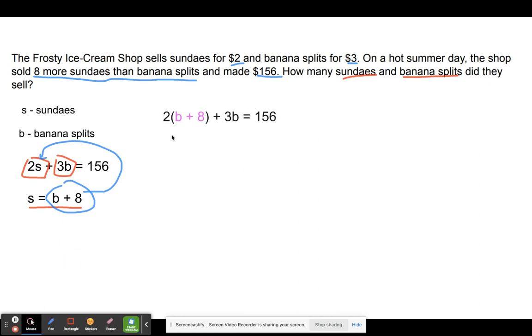Okay, so now I have 2 times (B plus 8) plus 3B equals 156. So now I'm going to go ahead and distribute here. Once I distribute to both the B and the 8, I get 2B plus 16. Now on this side, I've got like terms, 2B and 3B. So let's add those two up. Okay, so I get 5B plus 16. Then I want to take away this 16 from both sides.